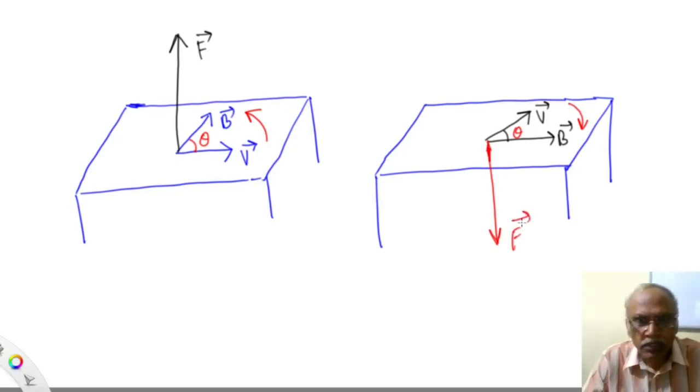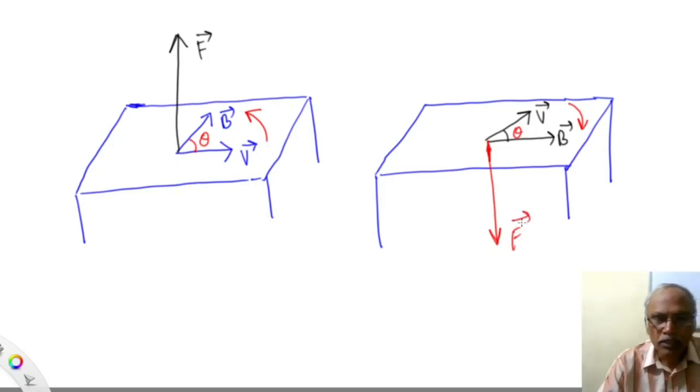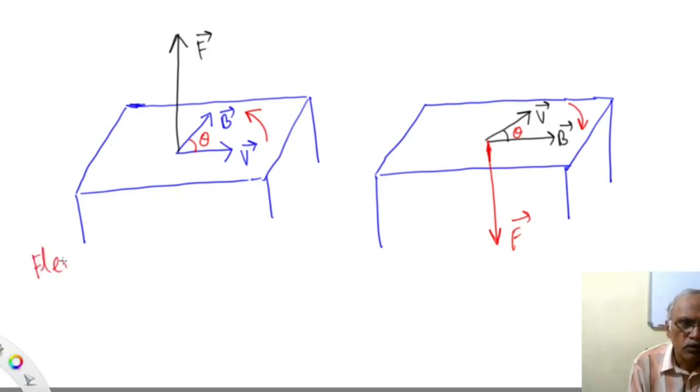So please remember, the direction of force on a charged particle is perpendicular to the plane containing V and B, and the direction of F can be decided by the right hand screw rule. Also you can decide by Fleming's left hand rule.